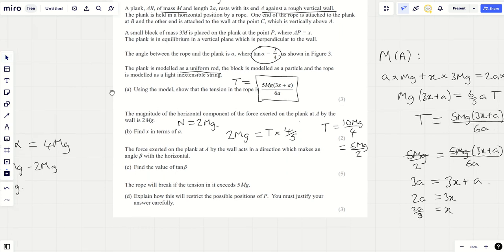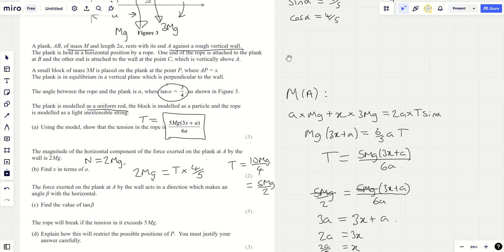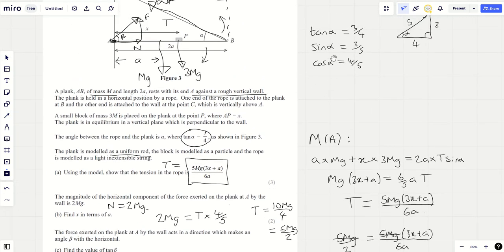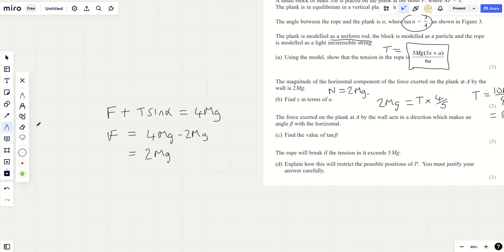So let's get t sine alpha right first. Okay, what is t sine alpha? Well, if we look over here, we know that sine alpha is 3/5. So let's do this properly. Let's rub some of this out because that's wrong. Okay, so we've got f plus t times 3/5 equals 4 mg. I was muddling up the sine alpha and the cos alpha there, so I apologise for that.